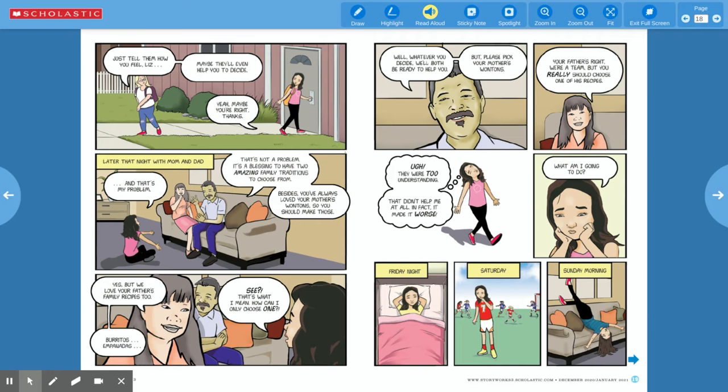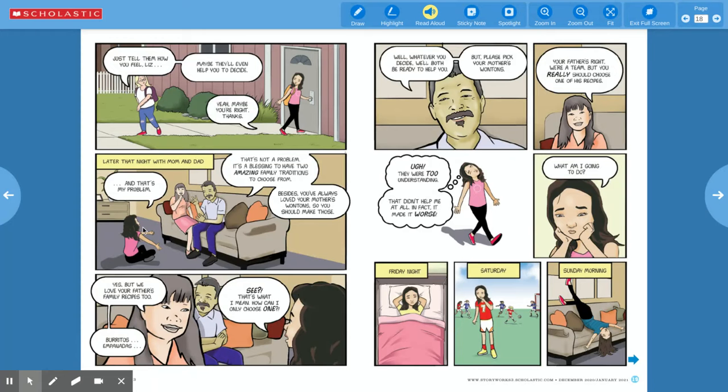And so the setting has changed. She was at school and now she's at home. And it says, "Later that night with mom and dad." "...and that's my problem." "That's not a problem. It's a blessing to have two amazing family traditions to choose from. Besides, you've always loved your mother's wontons, so you should make those." So who's talking there? If it says you've always loved your mother's wontons. Yeah, her father is.